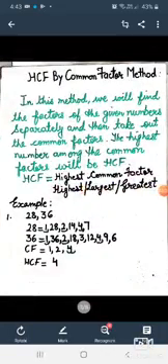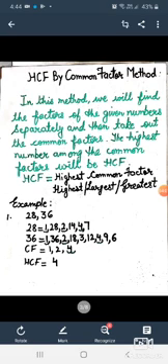Now let us start with our topic, that is HCF by common factor method. Whenever you have to find HCF by this method, first of all you will find the factors of the given numbers separately and then take out the common factors. After that, the highest number among the common factors will be your HCF. HCF means highest common factor, and you can also say that it can be largest common factor or greatest common factor. For example, here the given numbers are 28 and 36.